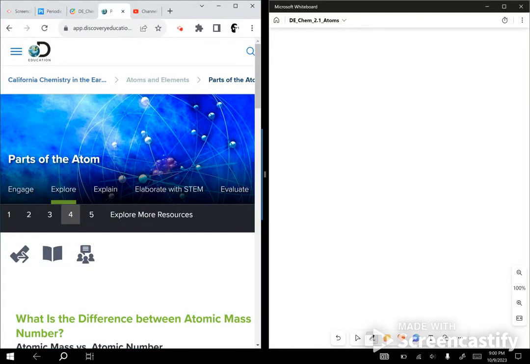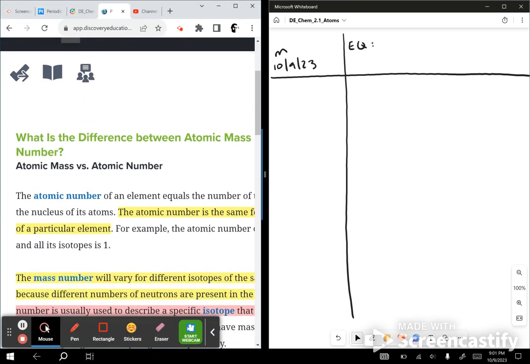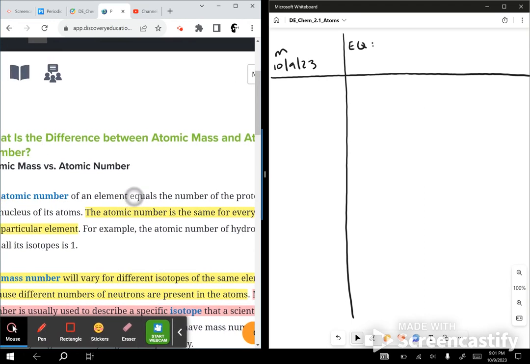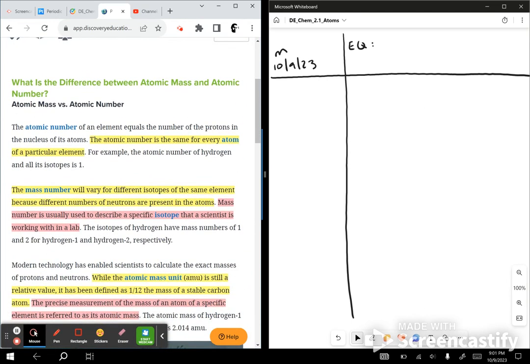Continuing part four, explore number four of parts of an atom. Today's date. The essential question: What is the difference between atomic mass and atomic number? Okay, let's write that down.